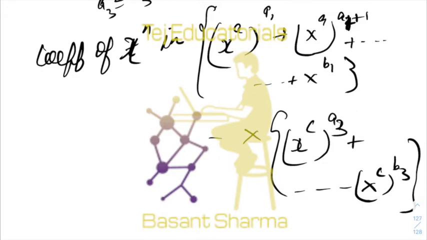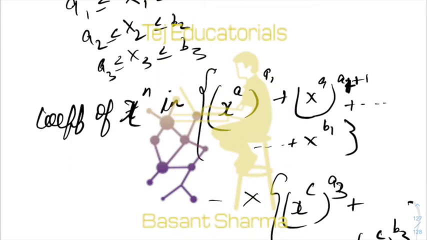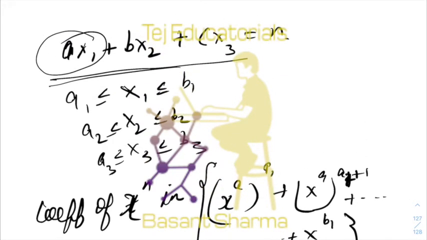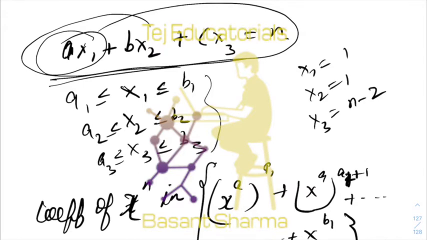Now why did I do this? Now it is simple logic. You see, you have a multiplied with this coefficient. Okay, now let's say I take any solution corresponding to any solution of this equation. Let's say x1 is equal to 1, x2 is equal to 1, and let's say x3 is equal to n minus 2. Okay, although you also have to check that these conditions are satisfied, but just for explanation sake, let's say x1 is 1, x2 is 1, and x3 is n minus 2.